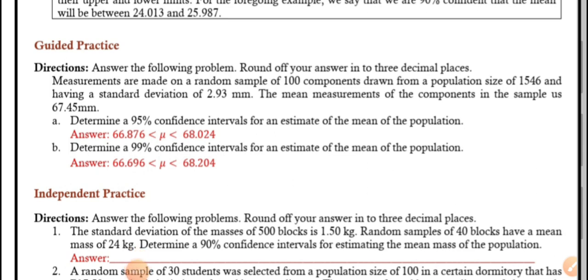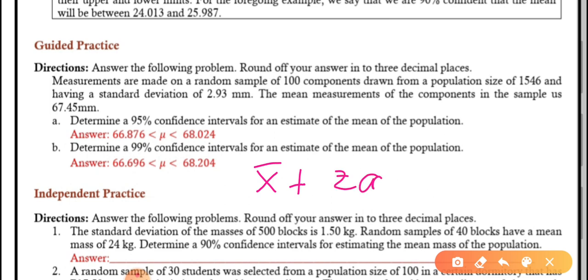I'm gonna show you how to press this one, changing our formula, which is x bar plus z sub alpha over 2 times standard deviation over square root of n. Then, just simply, ito yung nasa kaliwa natin sa unang interval, which is this one. And subtraction, subtraction muna dito, and then addition dito sa kanan. Just interchange or just change the operation involved.